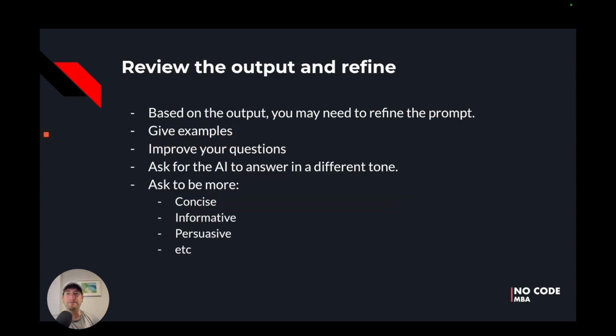The next thing to keep in mind is reviewing the output and refining. Based on the output, you may need to refine the product. As I said in the beginning, prompting and ChatGPT and using AI models is an iterative process. So you want to give examples, you can improve your questions, you can ask the AI to answer in a different tone. You can ask it to be more concise, informative, persuasive. So in general, it's an iterative process to improve your output.